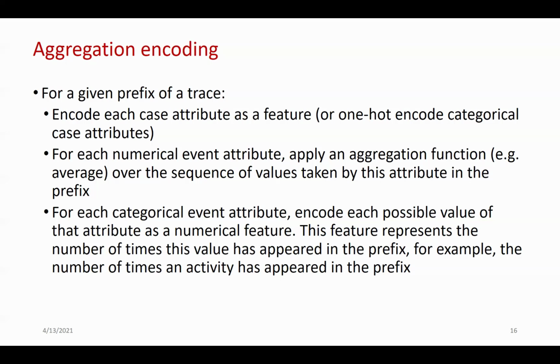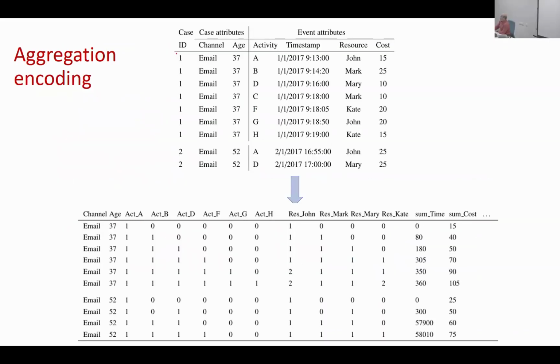Let me give you an example. I take exactly the same event log that I showed you before. Let me take now the first 4 events. This prefix of this trace consisting of these first events is encoded by this feature vector here. Email channel is a case attribute, so I just copy the value of that attribute for this case. Age is a case attribute, so I just copy it.